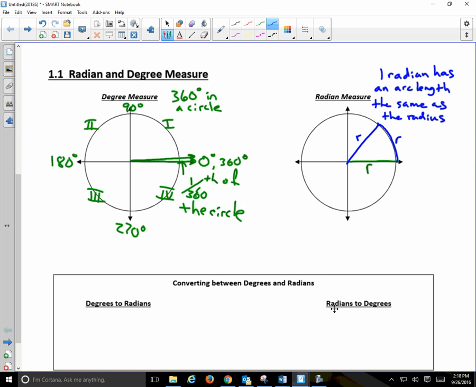One radian has an arc length the same as the radius. So this angle that we will call theta is 1 radian. Theta is the Greek letter for TH. It's actually spelled THETA, or in Greek, it's spelled like this. Instead of giving a T and an H, they put the two together into one letter. And it represents an angle measurement.